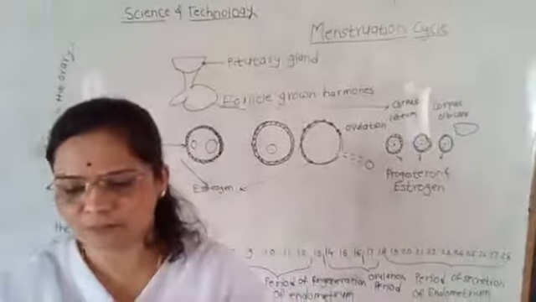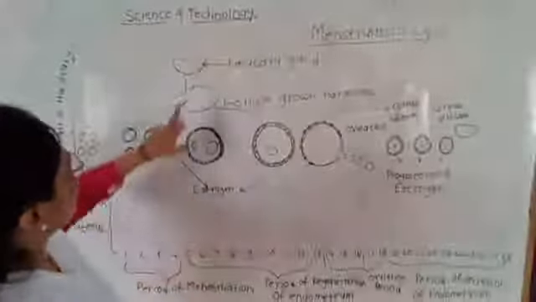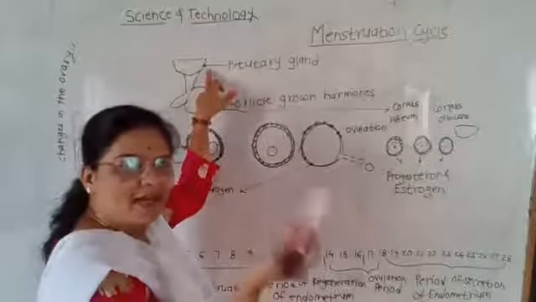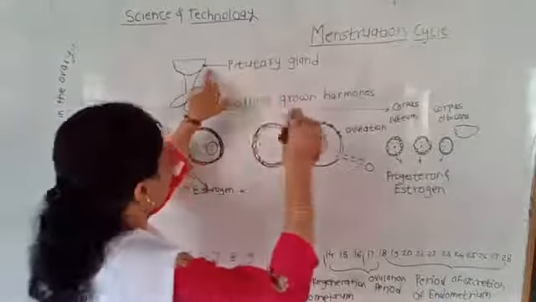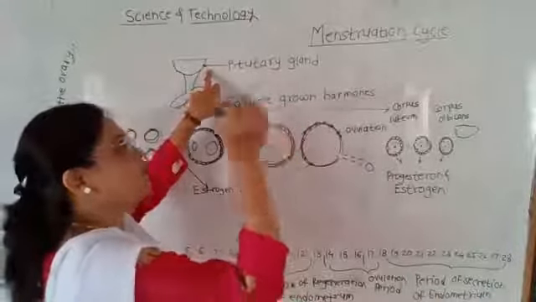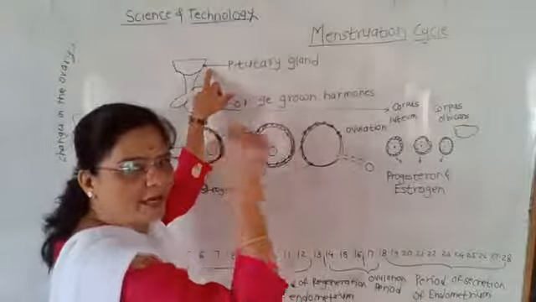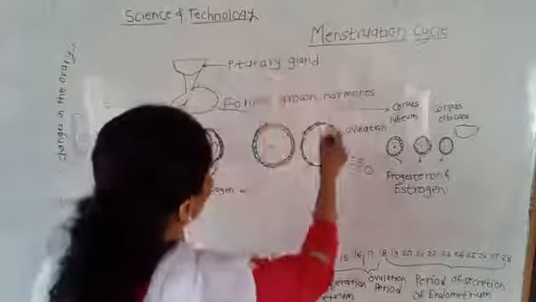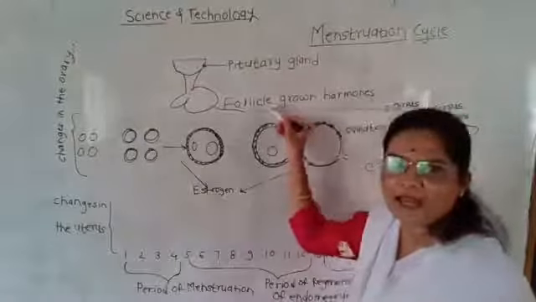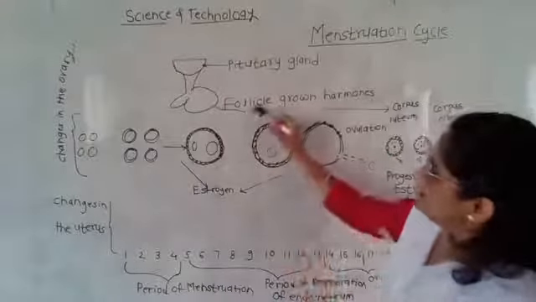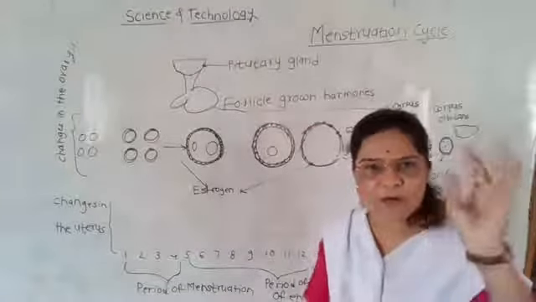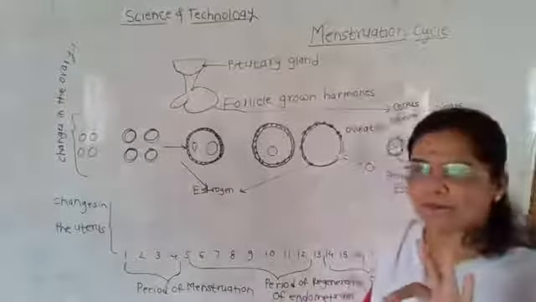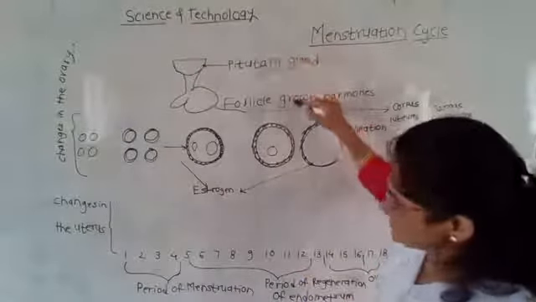Students, look at the diagram. This is the pituitary gland. The pituitary gland is present in the brain, and it is the boss of all the chemical glands, the endocrine glands. It secretes the follicle growth hormones, which are follicle stimulating hormone, luteinizing hormone, progesterone and estrogen. This is called the endocrine system.